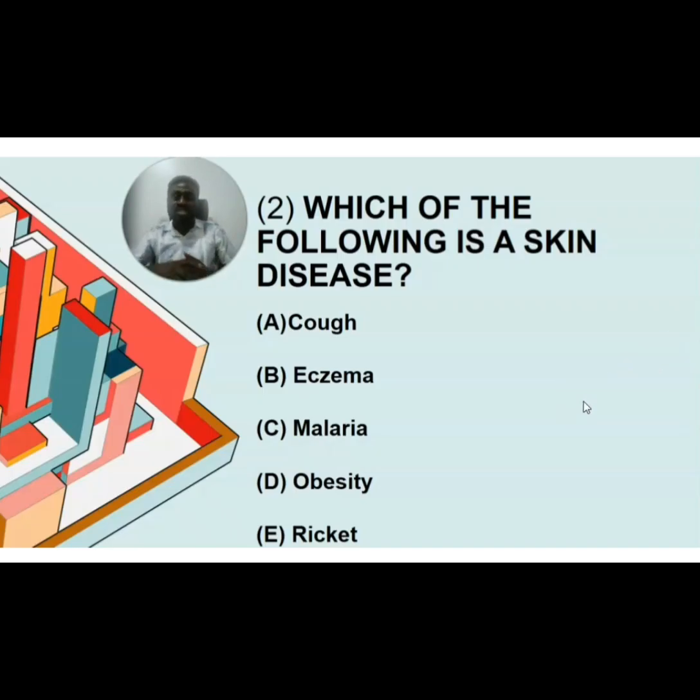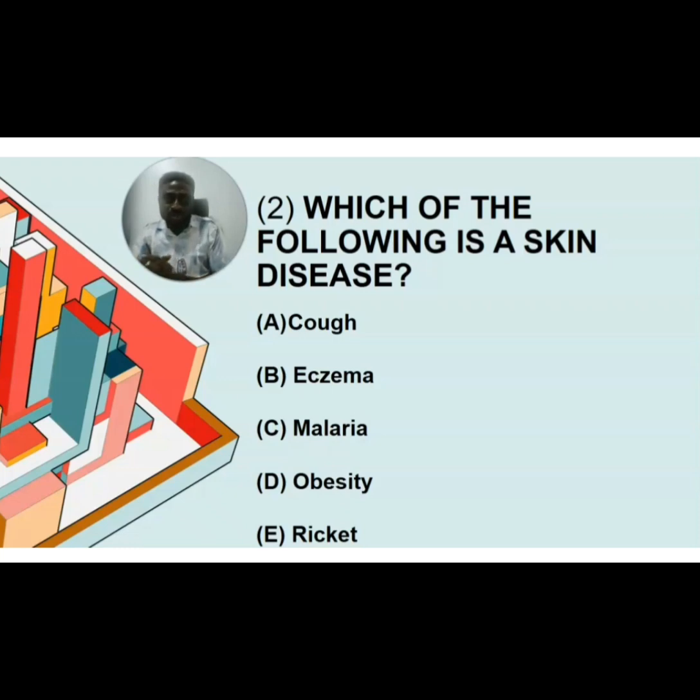Which of the following is a skin disease? So which of them is related to skin disease? A, cough. B, eczema. C, malaria. D, obesity. E, rickets. Choose the correct answer and write it down in your biology notes. Remember, always write the option letter and the answer to that option so that you are sure of what you're going for.